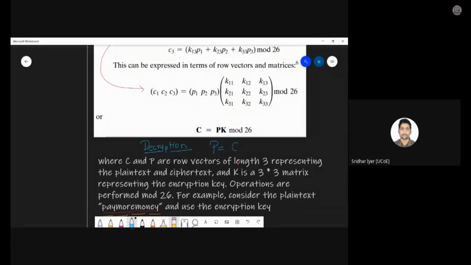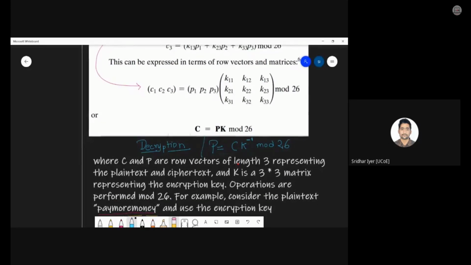It will be C. Okay, C by K, you mean K inverse. Yeah. It will be C into K inverse mod 26. Am I clear? Is it making sense now? So now we know how to calculate the inverse, and now we know how to use it in your formula. Fine. Any doubts with this? Kindly let me know.